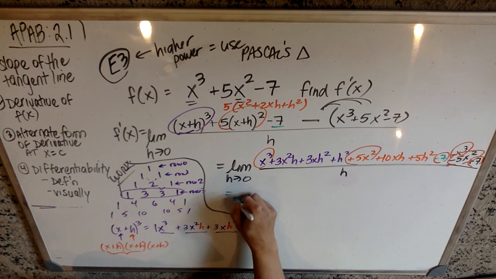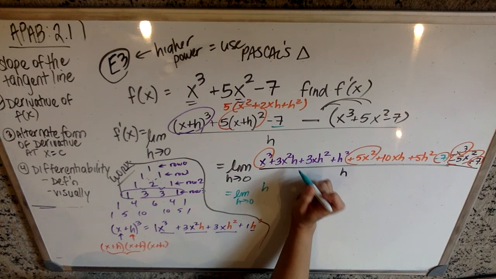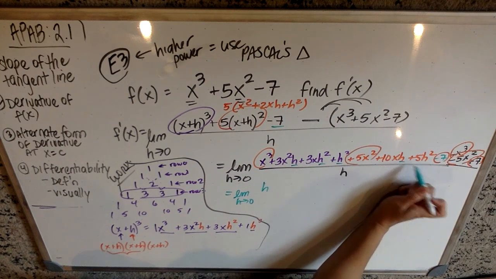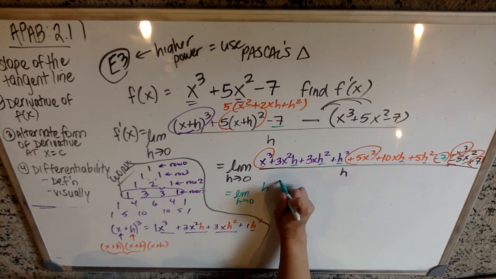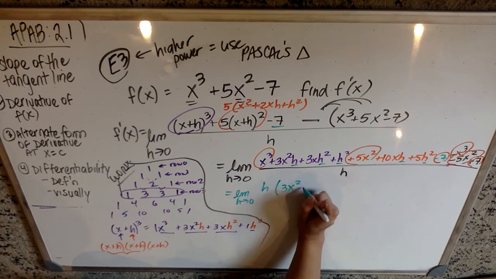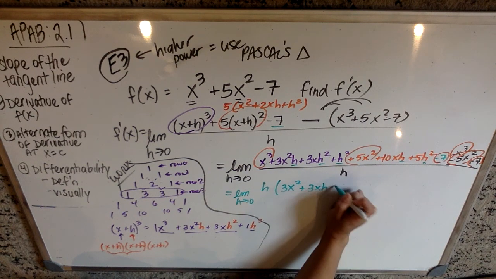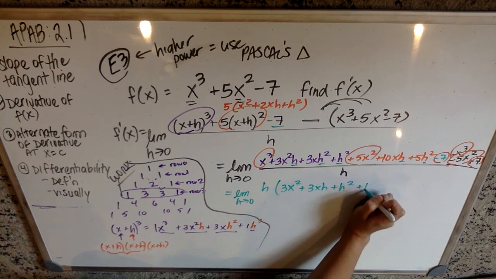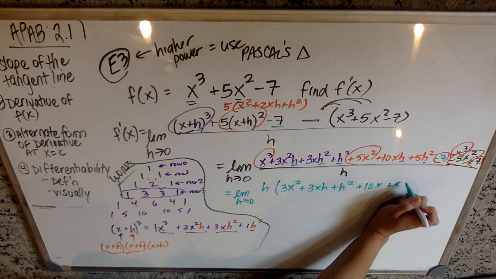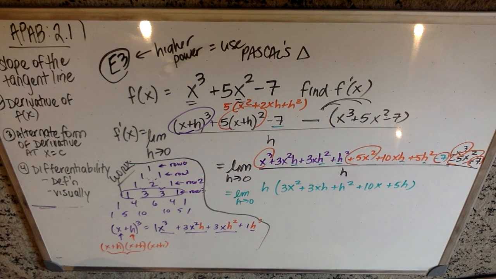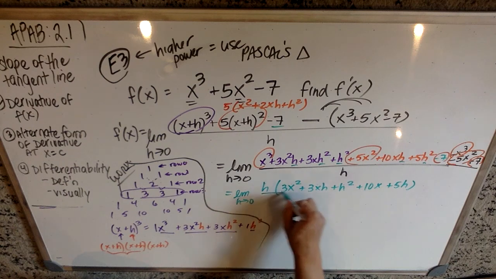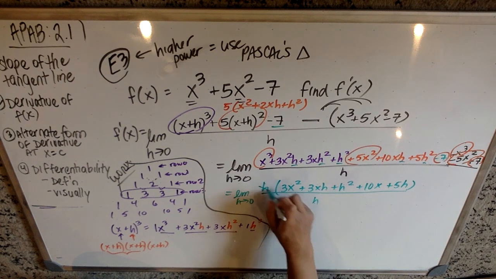So I'm going to get that this is the limit as h approaches 0 of, I can yank that h out. So I'm going to yank one h out of all of these that were left, right? And I'm going to get 3x squared plus 3xh plus h squared plus 10x plus 5h, right? I took one h out of all of them, all on top of this h, which means these guys can cancel.